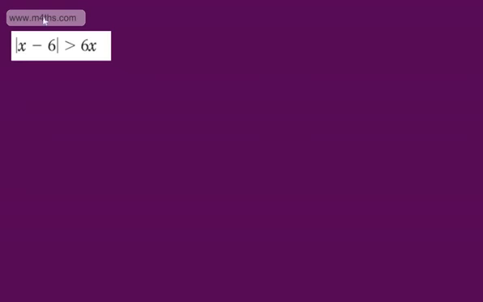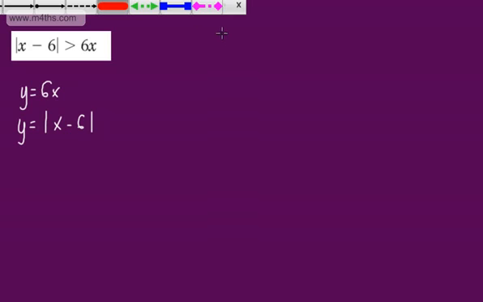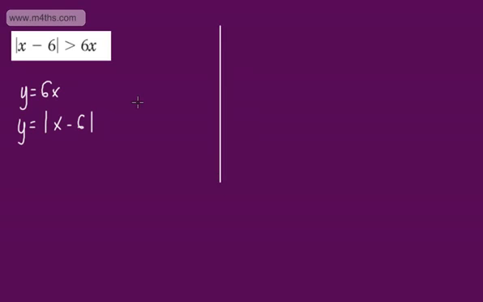So in this one, we've got the modulus, the absolute value of x minus 6, is strictly greater than 6x. All I'm going to do is draw two different graphs: y is equal to 6x and y is equal to x minus 6, and that's the modulus of x minus 6. I appreciate that these can be solved algebraically, but in this particular section we're expected to be able to graph them.